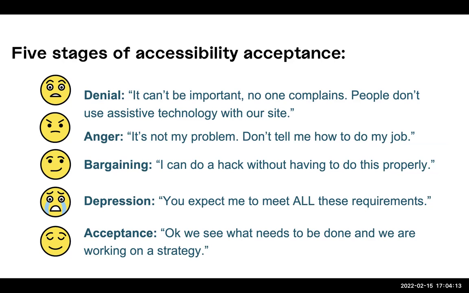The next stage is bargaining. Well, I can do a hack without having to do this properly. The most common hack is to have an accessibility toolbar at the top of the page. That's really useless and inaccessible itself, to have a toolbar telling the user, if you have a disability, come here, I will serve you. No, sorry, people with disabilities have their own preferences, and they have their own assistive technology to rely on, not the one that you're offering them. You need to work on your content, not provide a hack.